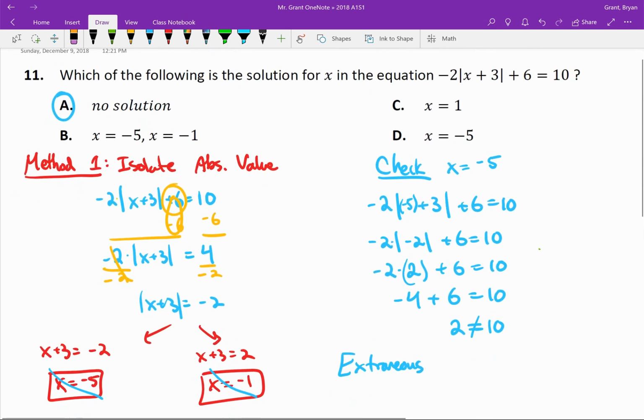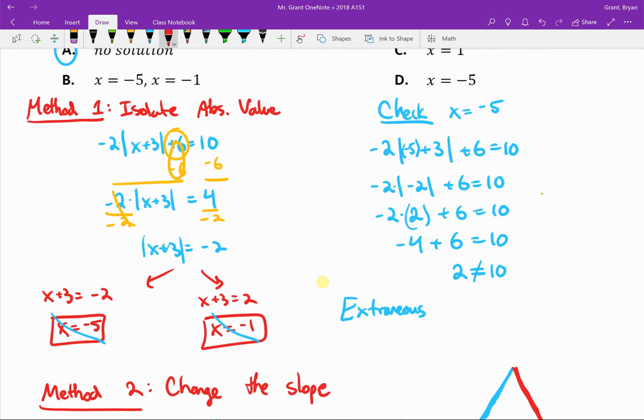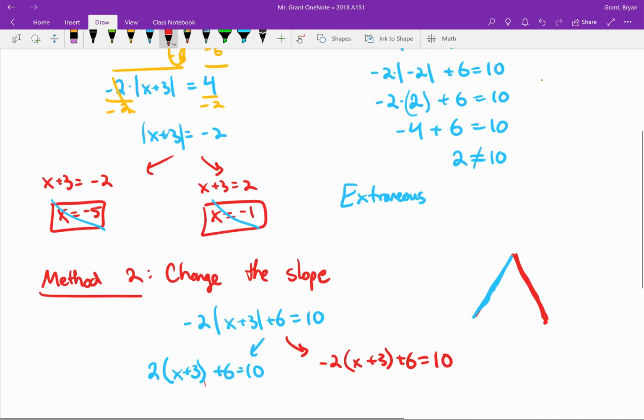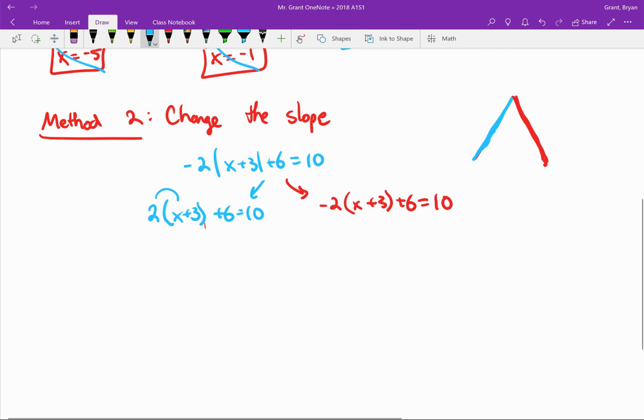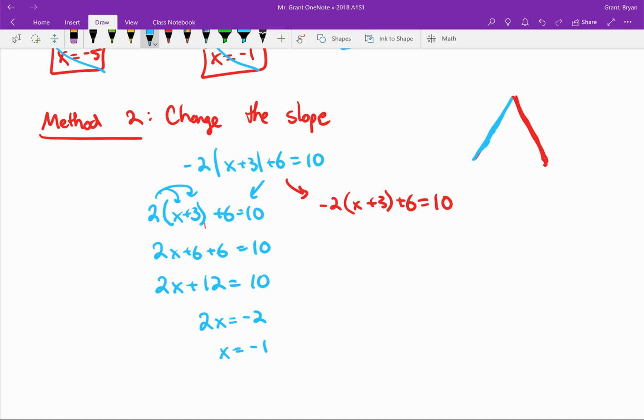So I did mention there are three methods for this problem. I showed you the most common one, that's method 1. I showed you a method I really like, which is just changing the slope, and then you can solve, right? In solving, you just distribute, do your normal thing, 2x plus 6 equal to 10. We'll finish off one of these just so you can see it. 2x plus 12 equal to 10. Subtract your 12 to get negative 2. Divide by 2 to get negative 1.